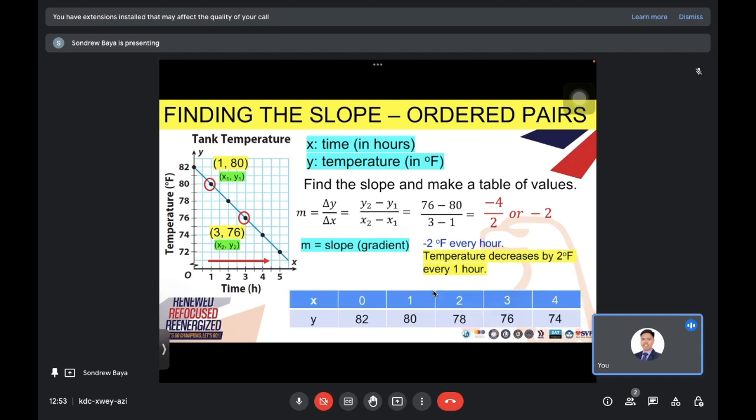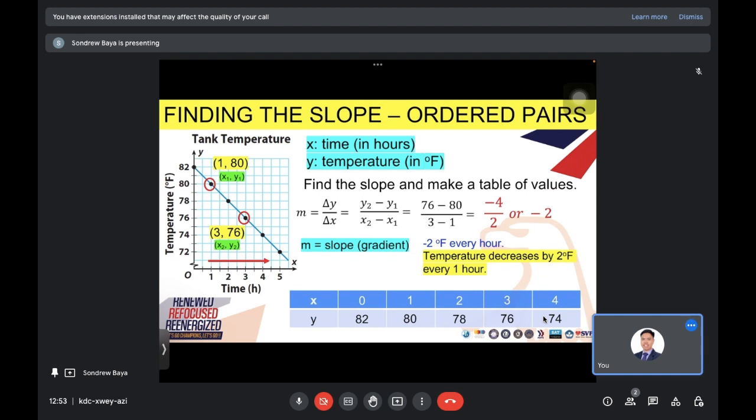So coming up with a table of values for this, at 0 hour, temperature was at 82 degrees Fahrenheit. But then, since the rate is negative 2 degrees Fahrenheit every hour, that means every 1 hour, the temperature drops down by 2 degrees Fahrenheit. All right? And that's it.